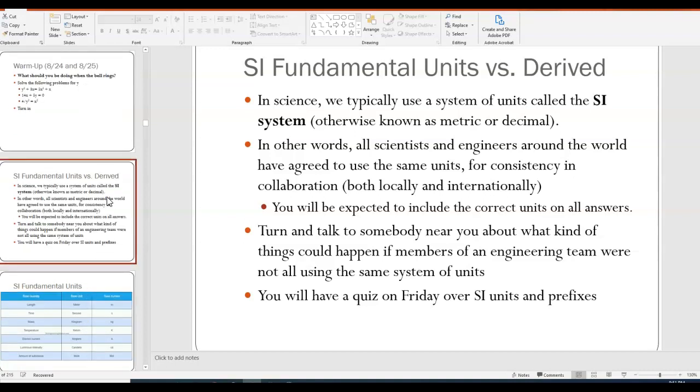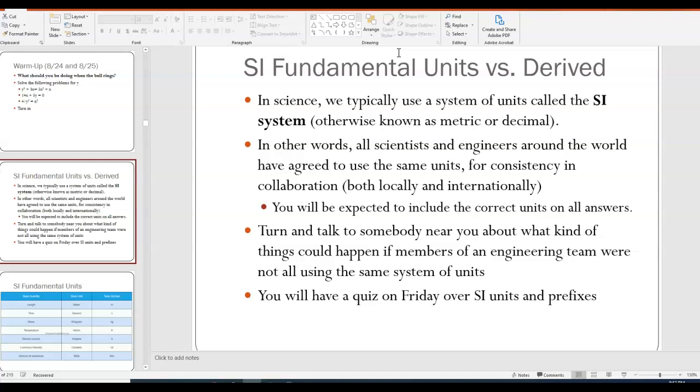Okay, so now that we've touched on order of magnitude, let's get into the SI system of units. Pause it here if you need to add this to your notes, which you should be doing. In science, we typically use a system of units called the SI system. SI stands for International System of Units, from the French. You also might have heard this called the metric system.